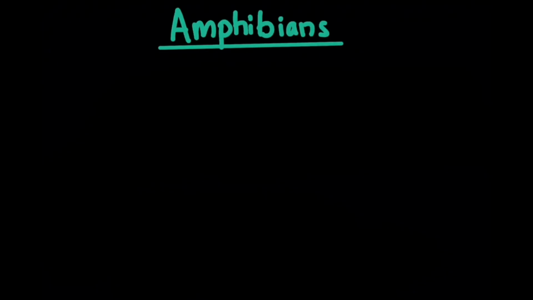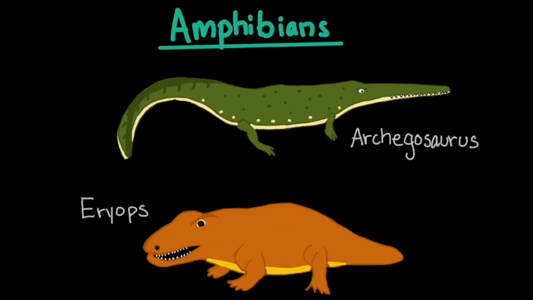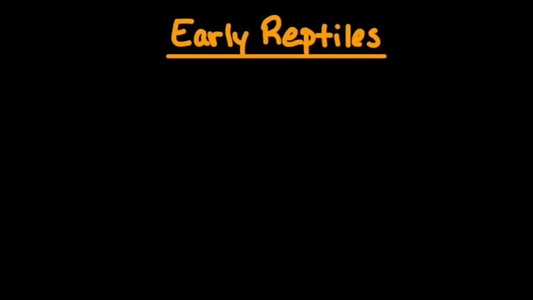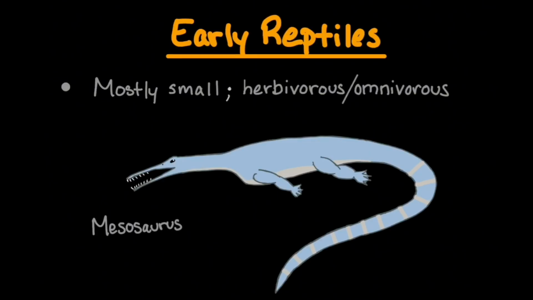Within the amphibians, species within the group Temnospondyls either became suited for land or for water. Archegosaurus was an amphibian with a long snout, like a crocodile. This has led scientists to make assumptions that it hunted fish. Eryops had a robust pelvis and shoulders for supporting its weight. Early reptiles during the Permian were mostly small and herbivorous to omnivorous. Mesosaurus was a small aquatic reptile and it fed on fish.